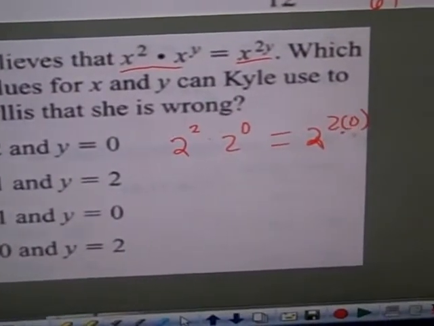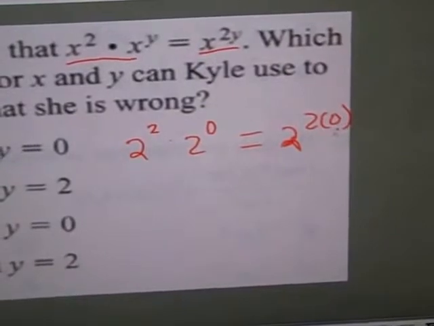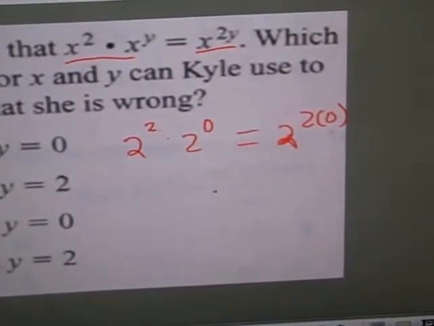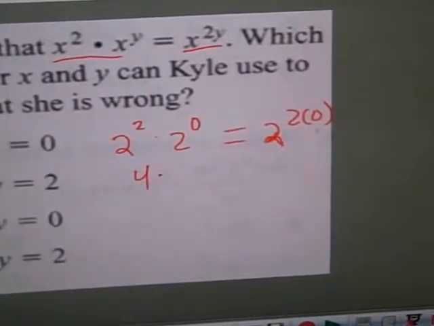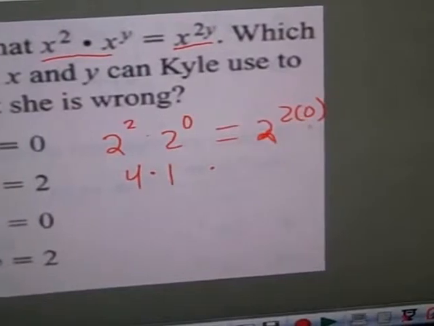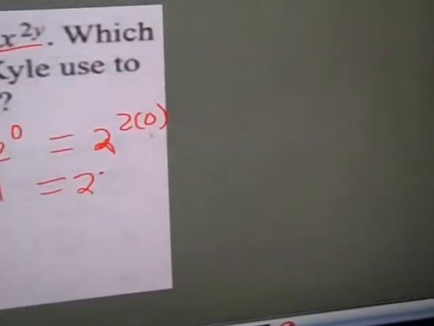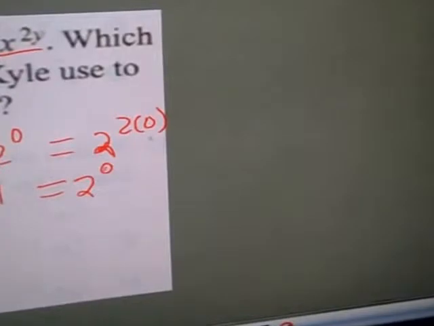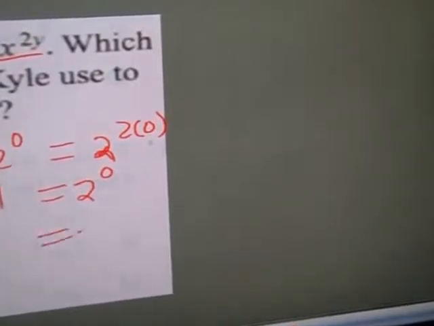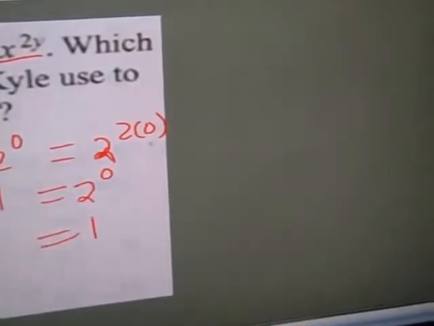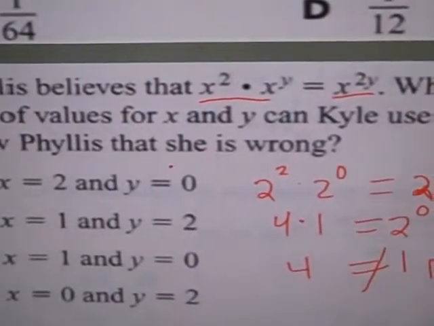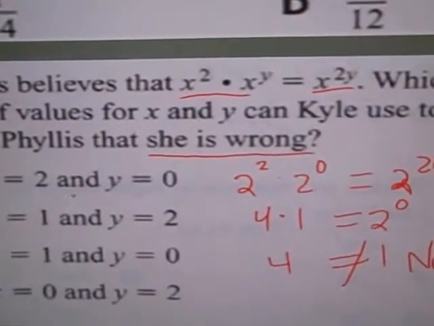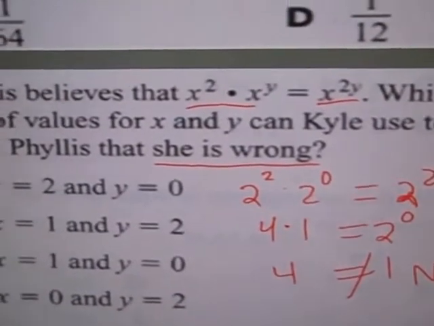Now, all my x's and y's are filled with numbers. They're replaced with numbers, and now I can evaluate this and see if it is true or not. 2 squared is 4. 2 to the 0 power is just 1. And 2 to the 2 times 0 is the same thing as 2 to the 0. And 2 to the 0 is 1. 4 times 1 is 4. 4 is not equal to 1. That is not true. And that is what the question asks us. It wants us to find answer choices that prove it is wrong. And F fits that situation.